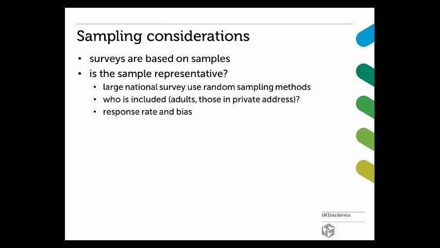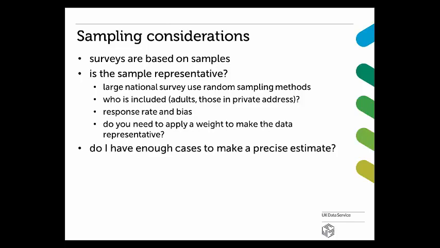And then there are also issues around the response rate, and whether there's any information about differential response rates across the population. You'll also need to find out if you need to apply a survey weight. And then the second question is whether you have enough cases to make precise estimates. So the Crime Survey for England and Wales has a large sample, which should allow for precise estimates. However, with surveys with smaller samples, and if you're particularly interested in doing analyses on small subpopulations, there may be insufficient cases in the sample to make really precise estimates.